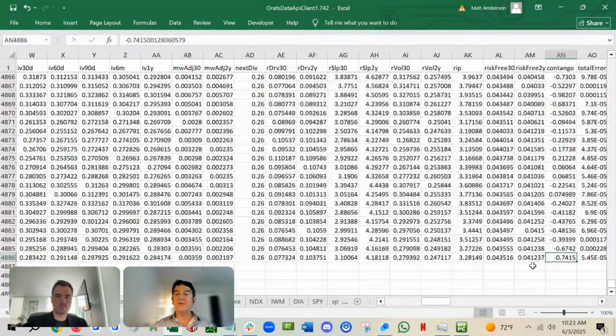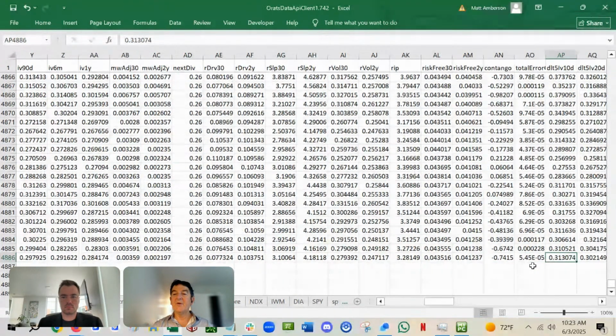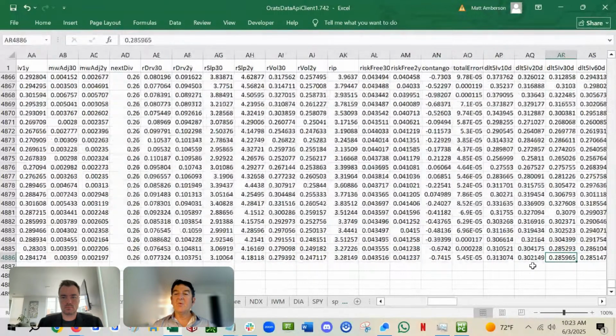The risk-free rates. There's contango. Interestingly, contango is slightly negative right now, meaning the volatility is basically flat. Mostly contango is positive, which means the front months are lower than the back months. Don't worry about the air. So, and then we start talking about what's the 5 delta.